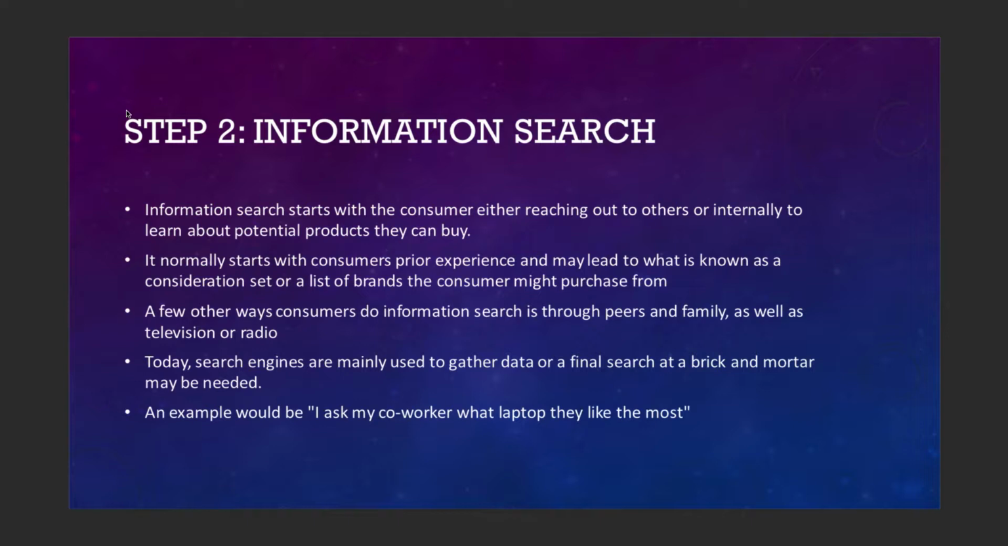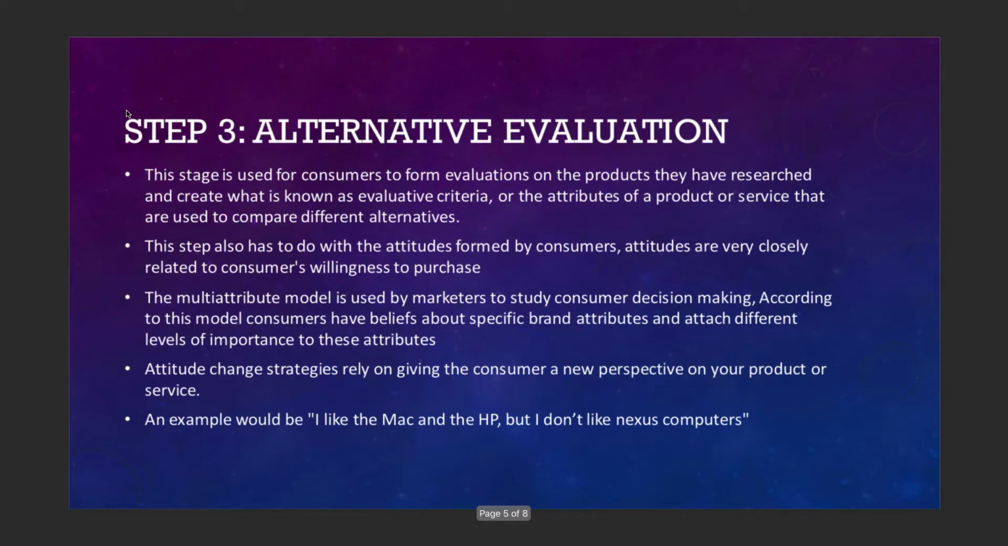A few other ways consumers do information search is through peers and family, as well as television or radio. Today, search engines are mainly used to gather data, or a final search at a brick and mortar store may be needed. An example would be, I asked my coworker what laptop they like the most and they recommended some to me.